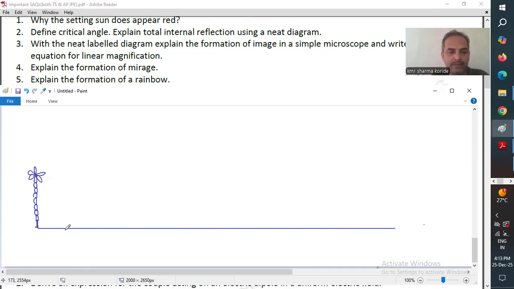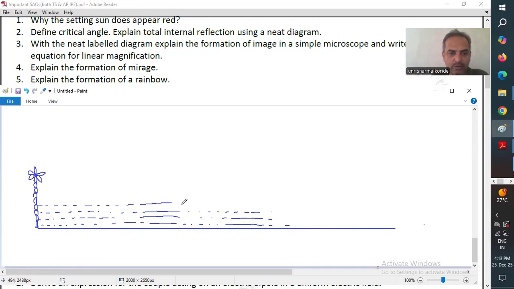Now, what happens is the layers. Divide the layers of air into many. The layer which is close to the ground, or close to the earth, is hot, because on hot summer days it appears that roads are hot. When you go up and up, the layers become cold and denser. Just for example, I am dividing the layers of air like this.